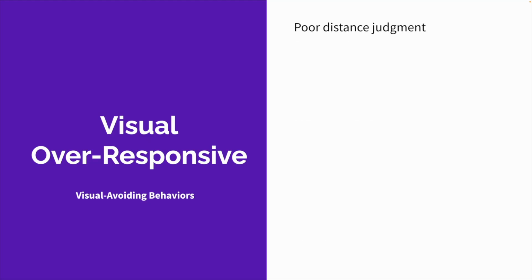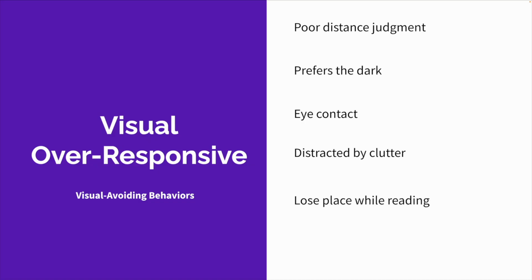These children might also struggle with depth perception or determining distance. They might prefer darker environments. They also might avoid eye contact. They can become easily distracted by movement, decorations, windows, or classroom clutter. They also might lose their place on a page because there's simply too much visual information competing for their attention.